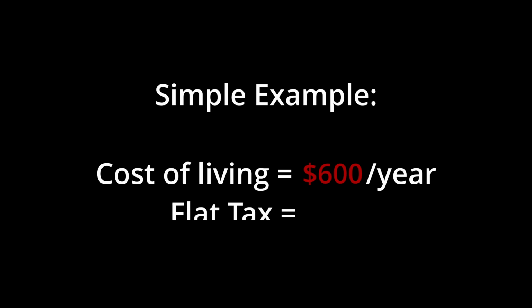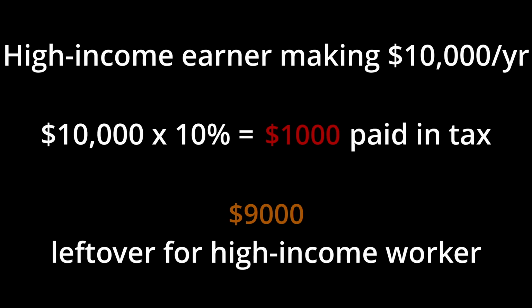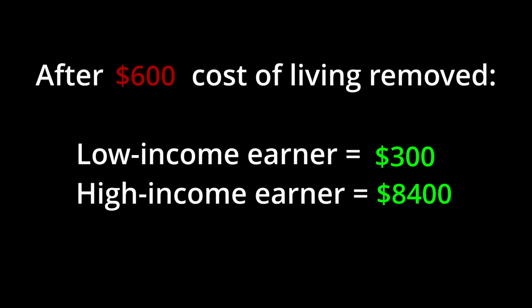Let's say the flat tax is 10%. There's a low-income earner making $1,000 a year, so after a 10% tax, they would have $900. The high-income earner makes $10,000 a year, and they'll have $9,000 after taxes. Low-income worker, after spending the cost of living of $600 per year, would just have $300 for any other expenses, while the wealthier person would have $8,400 to spend.